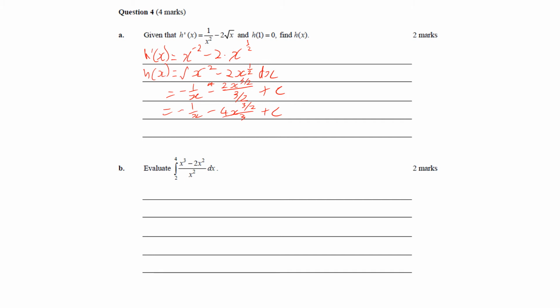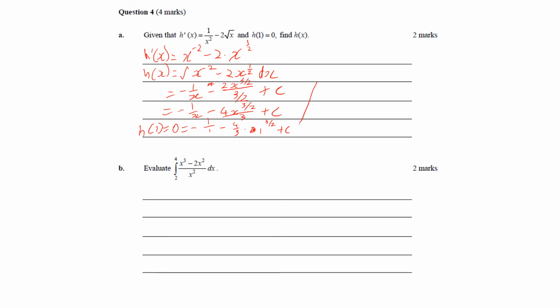So I know with this that h of 1 equals 0. And so this is going to be the same as if I substitute 1 into my expression. So negative 1 on 1 minus 4/3. I'll write it out the front so I can be a bit neater. Times 1 to the power of 3 halves, plus c.